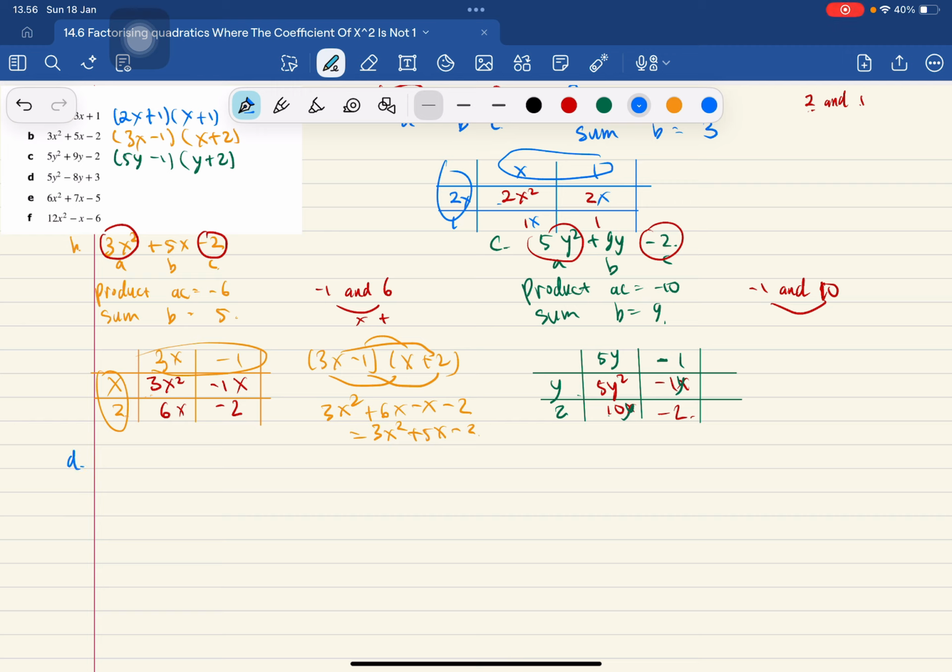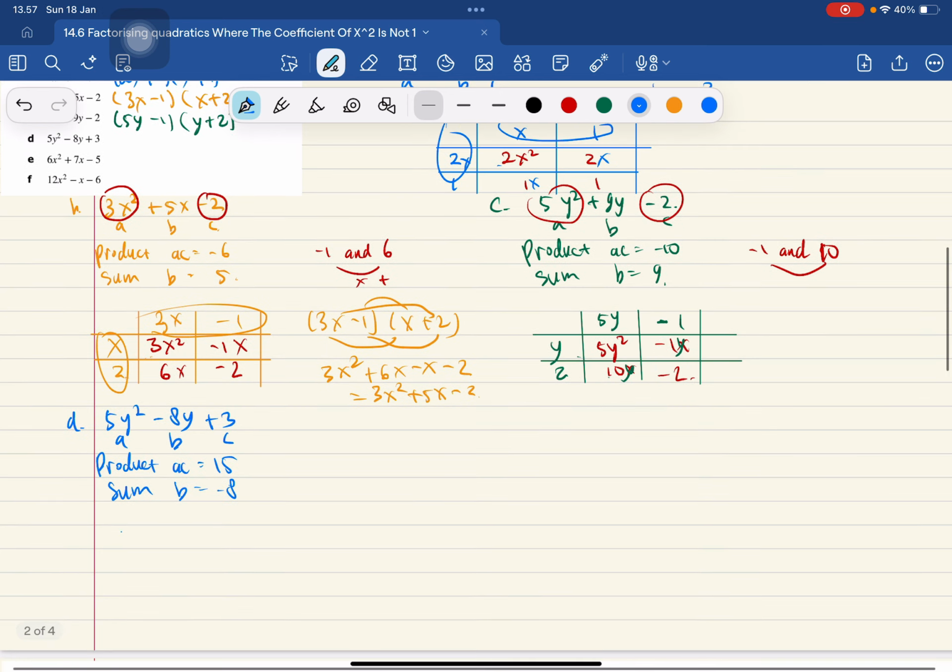We got 5y squared minus 8y plus 3. So this is A, B, and C. So the product is 5 times 3, which is 15, while the sum is B, minus 8. So let us make a table first. So here is the table.